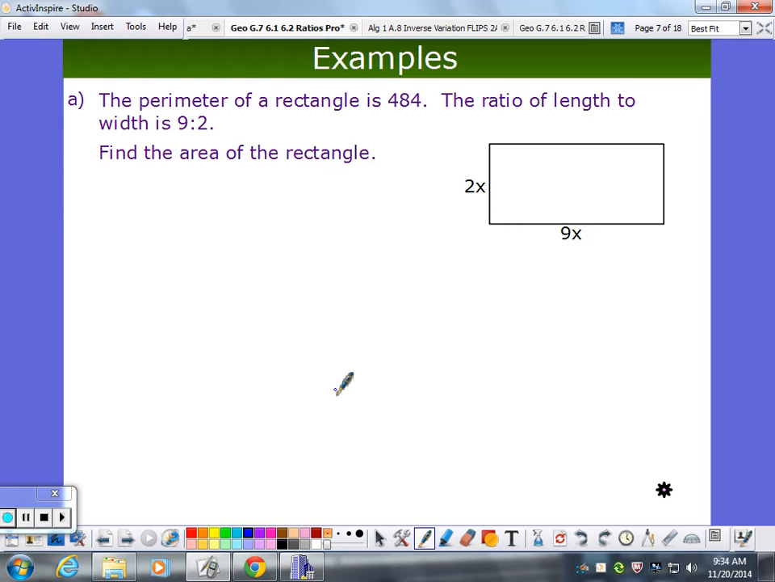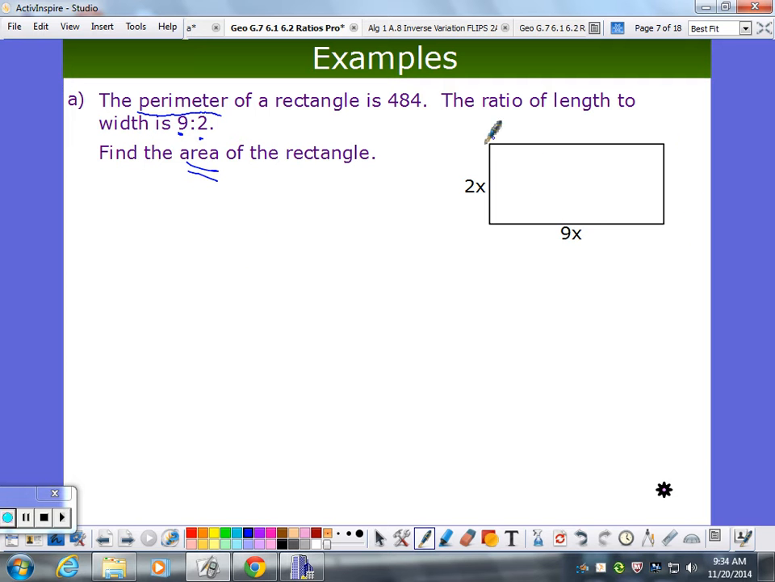Okay, so let's look at examples. This one is on your paper. So let's do some examples. This is example A on the paper. The perimeter of a rectangle is 484. The ratio of length to width is 9 to 2. So the longer side to the shorter side, right? One's longer than the other. Find the area.